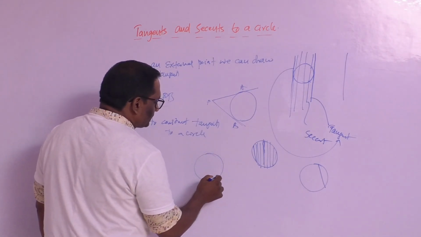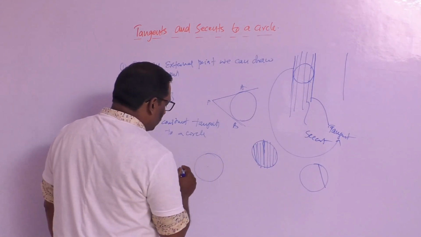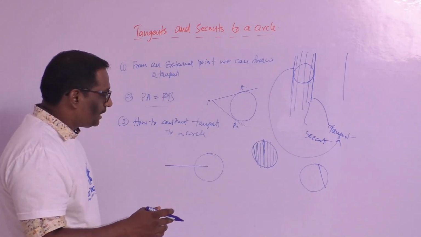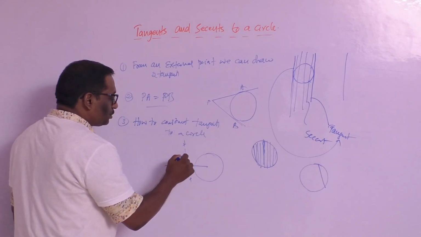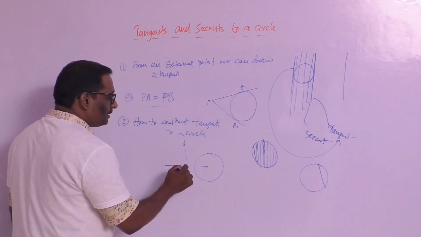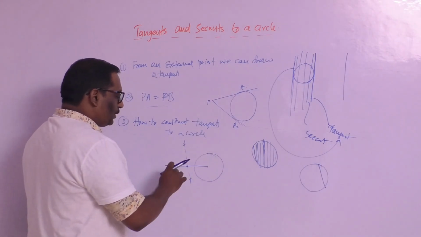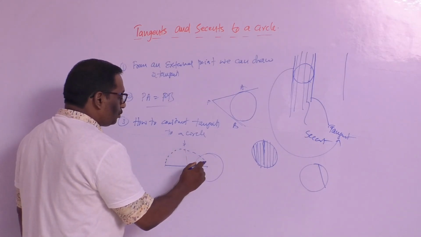See, if you take a circle and they give a particular point at a distance from the center, suppose 10 centimeters. So what to do? We have to take the perpendicular bisector. This line is going to divide the given line into two equal parts.